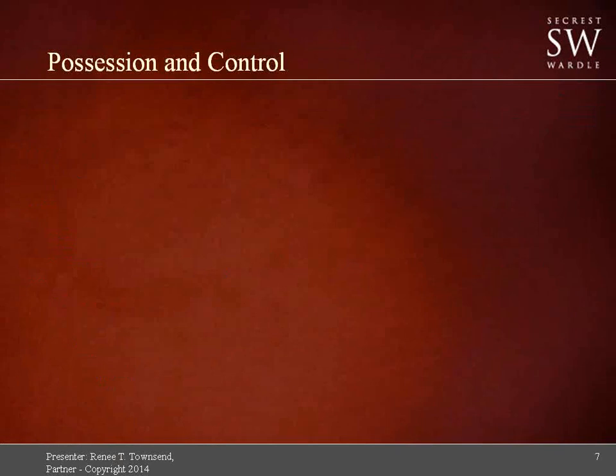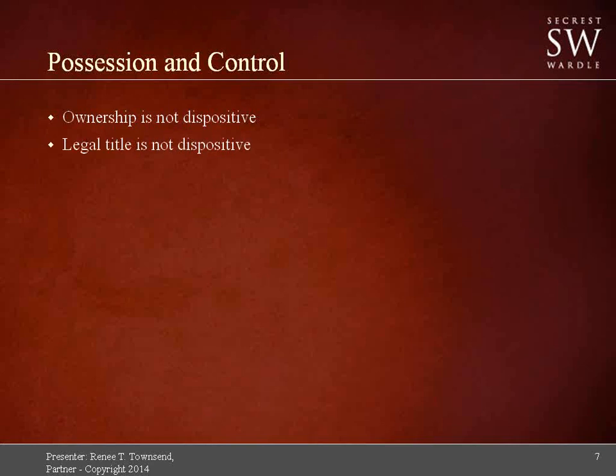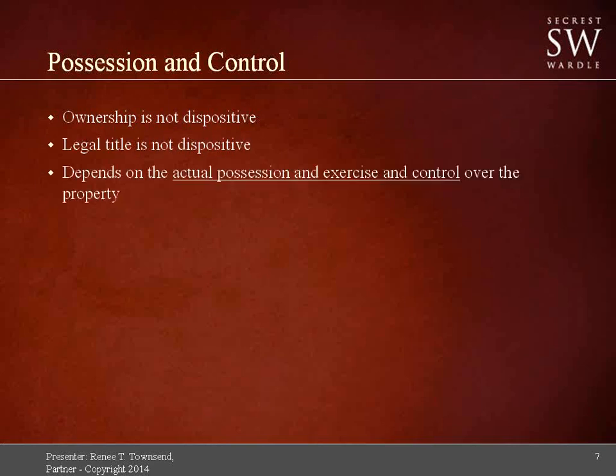Normally, the only proper defendant in a premises liability case is the entity that had possession and control over the property. So ownership of the property is not dispositive. Legal title to the property is not dispositive. Instead, liability depends on the actual possession and exercise of control over the property.